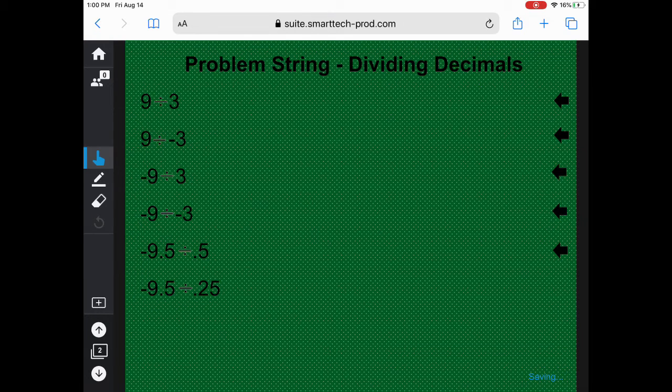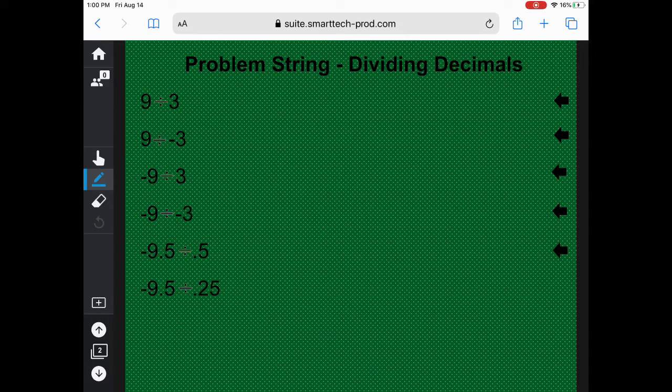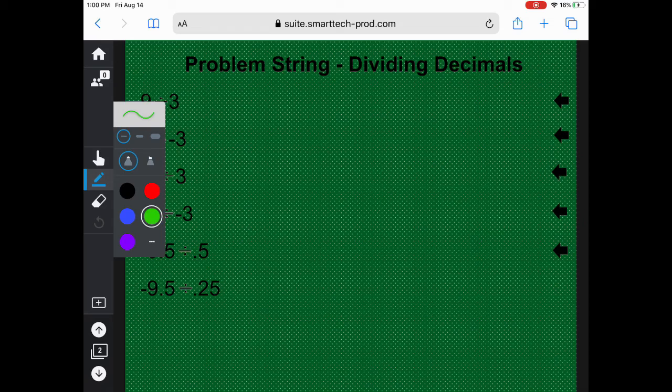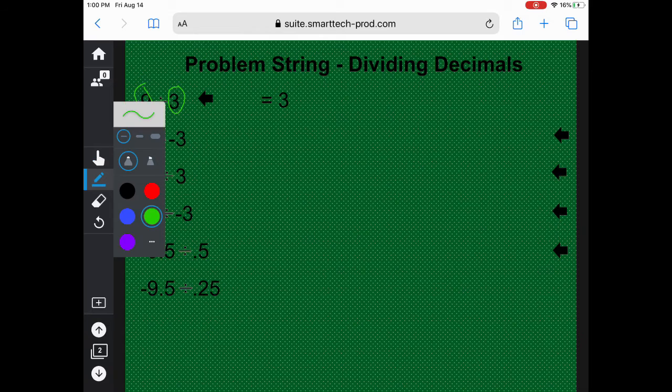Let's move on. We have a problem string. So our first problem says 9 divided by 3. Well, we have two positive numbers here. 9 is positive and 3 is positive. When we have two positive numbers, we said this is a positive quotient. So 9 divided by 3 is 3. 3 can go into 9 3 times.